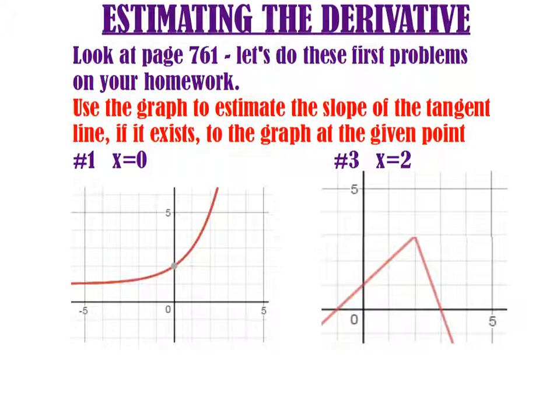All right, it's asking us to use the graph to estimate the slope of the tangent line, if it exists, to the graph at the given point. The tangent line on this first one, it all depends on where you're at. If I had a spot right here, then my tangent line is going to look something like, that's kind of bad, but sort of like that. Whereas if I'm right here, then it's going to be a little bit steeper, and if I'm up here, it's going to be much, much steeper. So it all depends on where you're at on that curve.